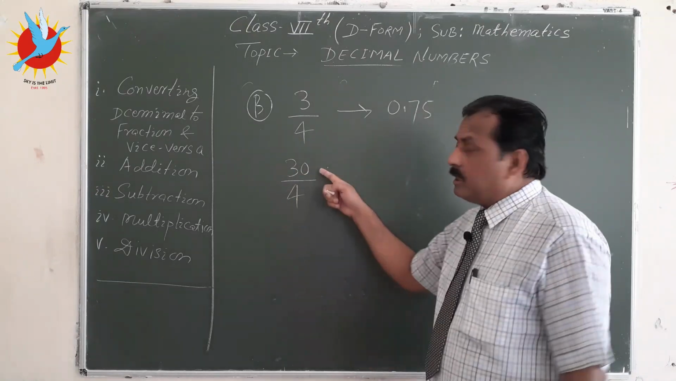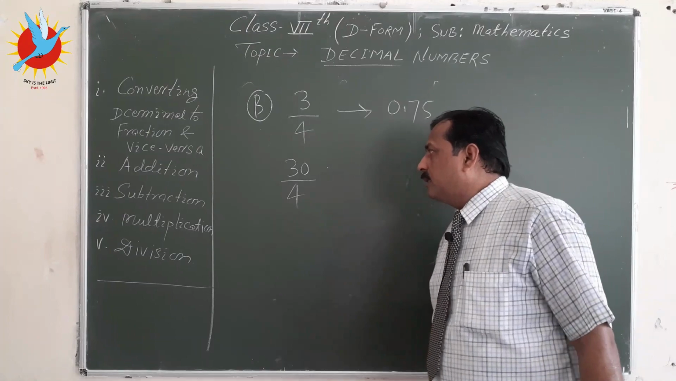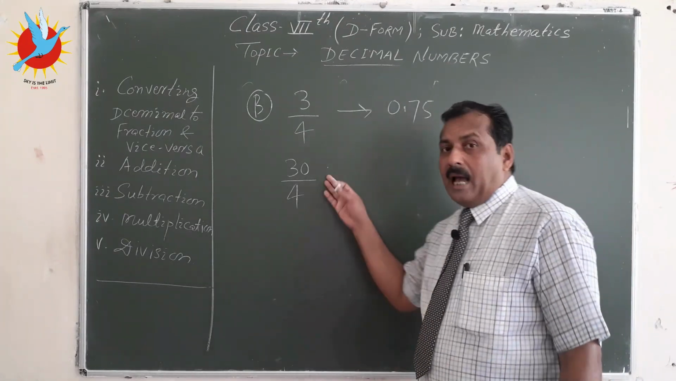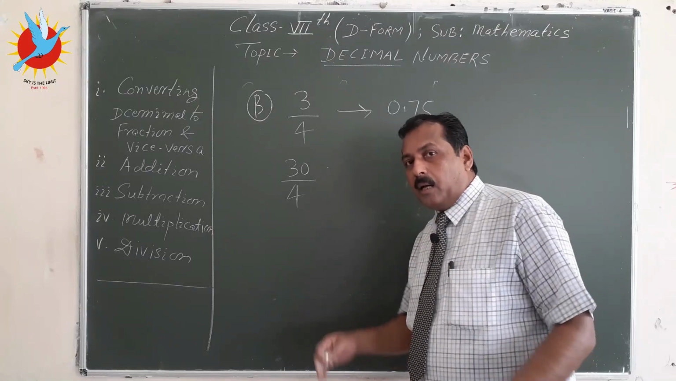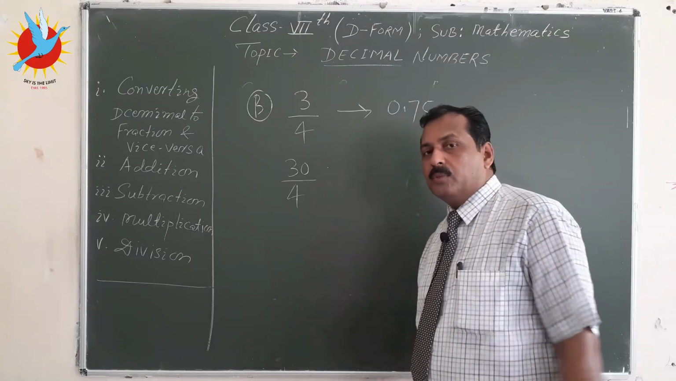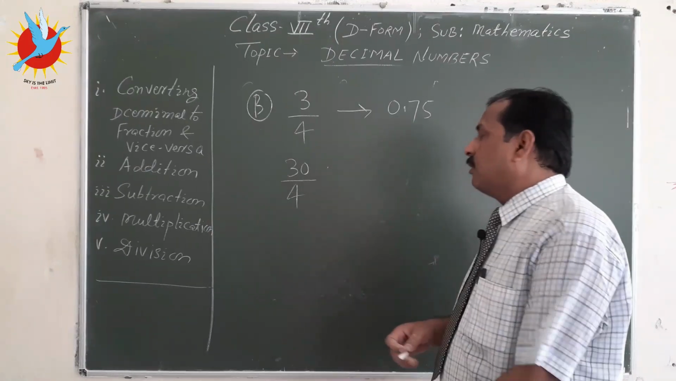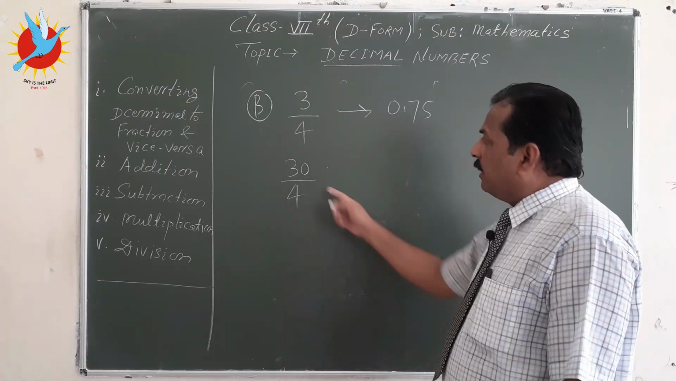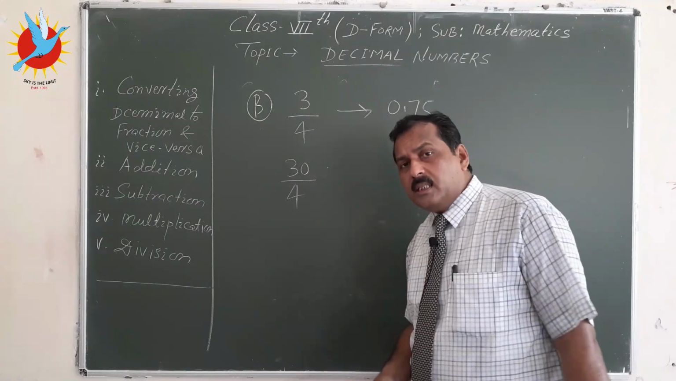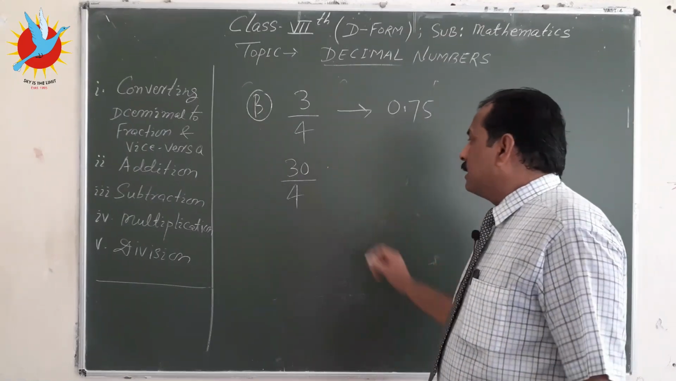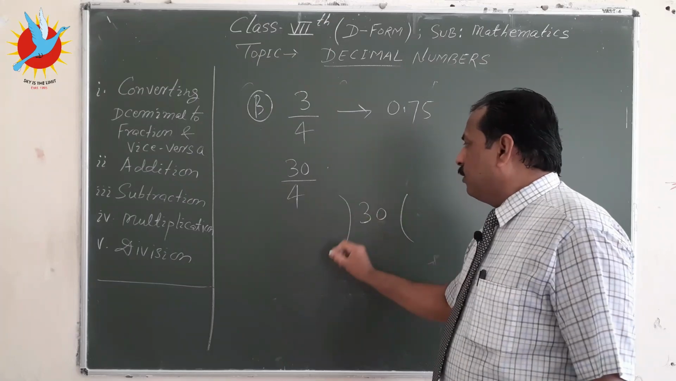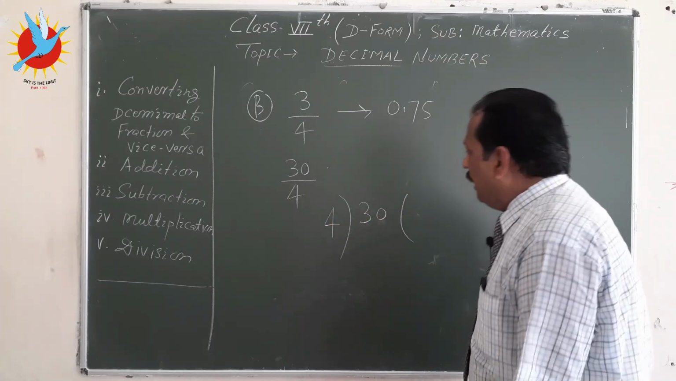So let us convert another fraction, this 30 by 4. In this case, the numerator is greater than the denominator. This means this fraction is more than 1, greater than 1, which means some whole number part should be there and some fractional part also should be there. So how to convert this into a decimal? Again, follow the same process. So what is the rule? This numerator is to be divided by the denominator, and this is 4.